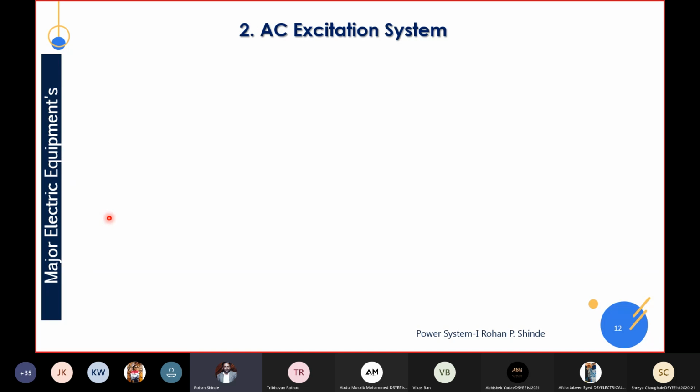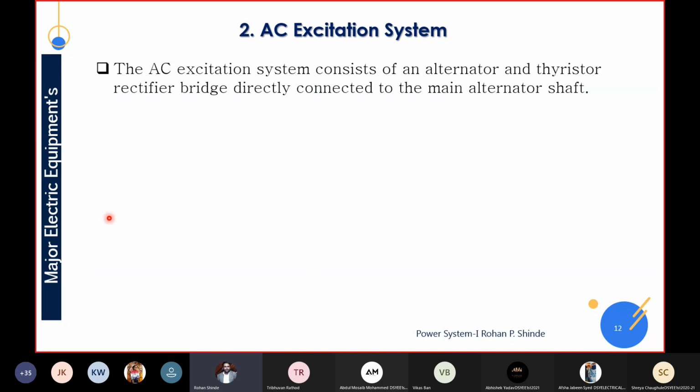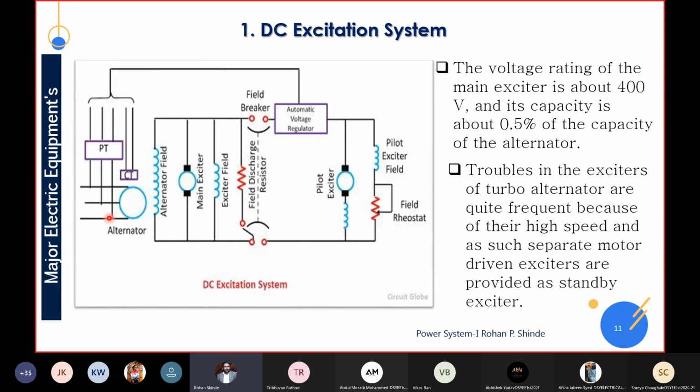Now we will move towards AC excitation system. Is there any problem regarding DC excitation system?